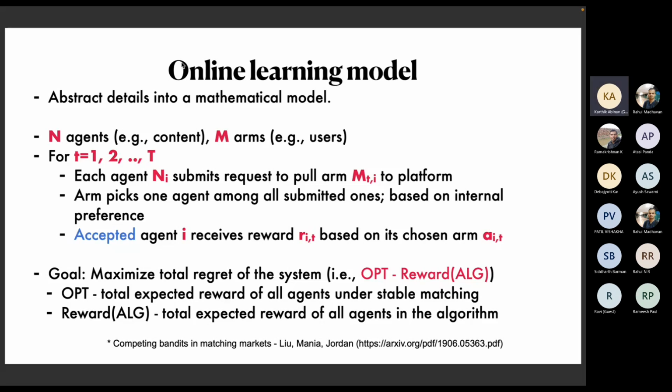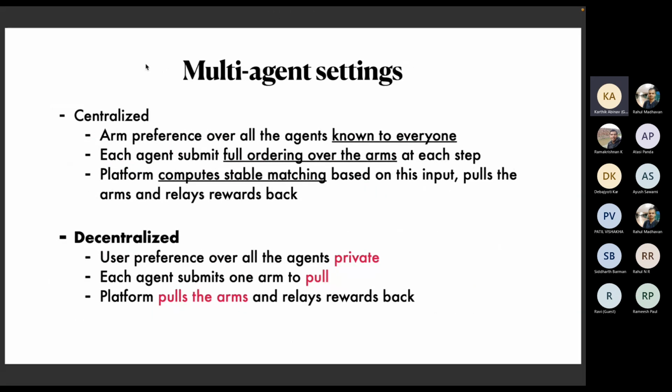Okay, so let's go into the detail that we were touching upon, right? In a multi-agent setting, you can have two ways of looking at it. One is the centralized version. Here, what one typically assumes is that the arm preference over all the agents is known to everyone. So one set of preferences is known: arm 1, what is their preference over agents; arm 2, what is their preference over agents, and so on.